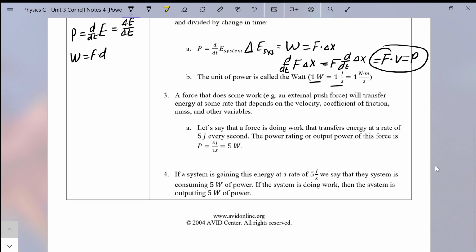So if a force does some work, some external force, like a constant push force, constant pull force, a tension force, anything like that, if it's doing work, it is transferring energy at a rate that depends on a bunch of different things. It depends on the velocity. It depends on the coefficient of friction. It depends on the mass.